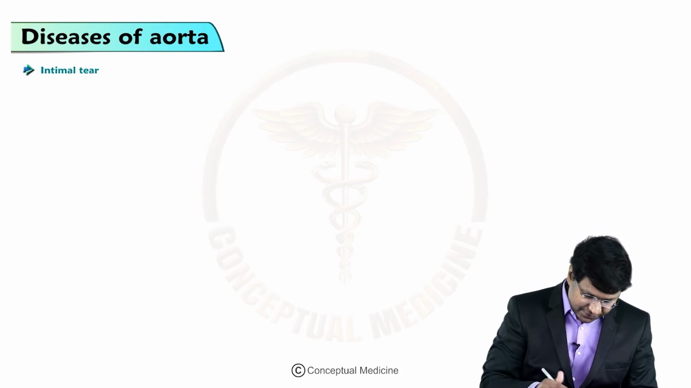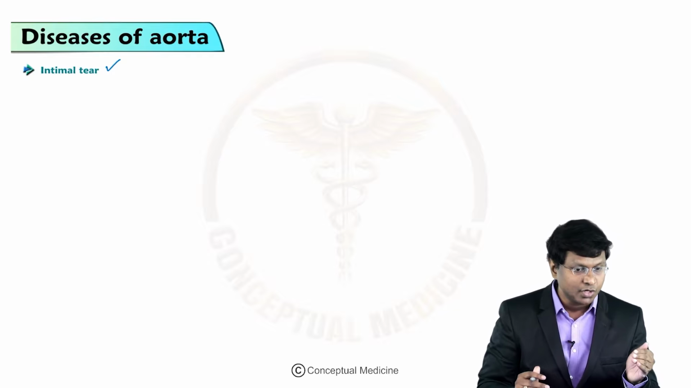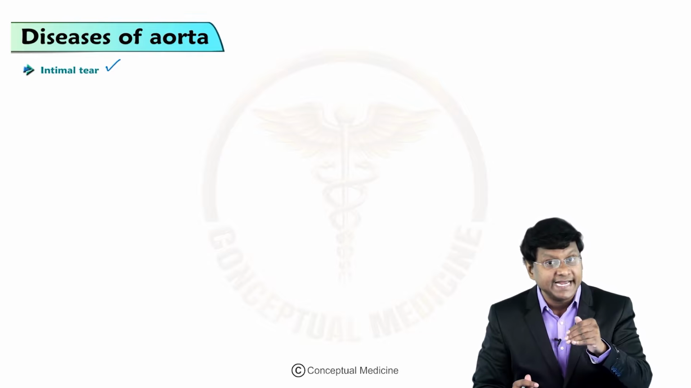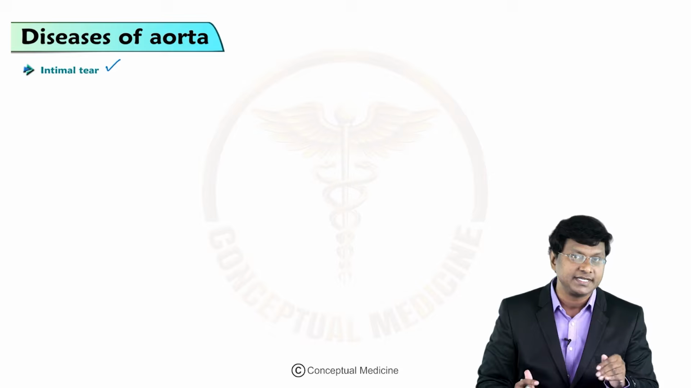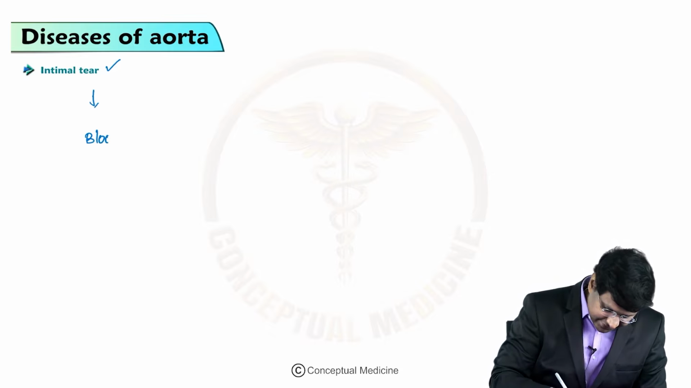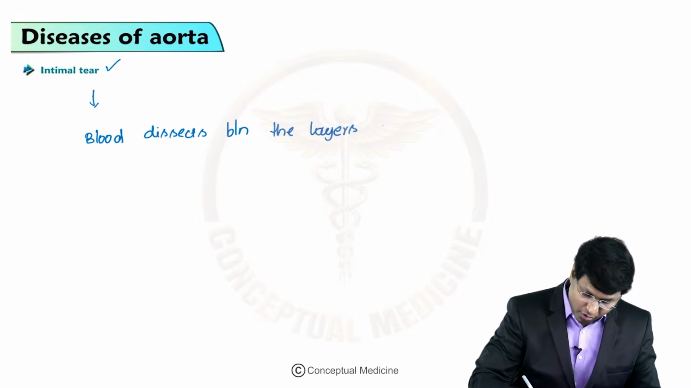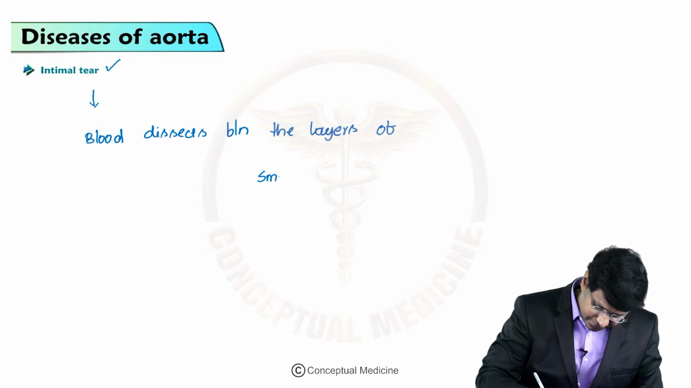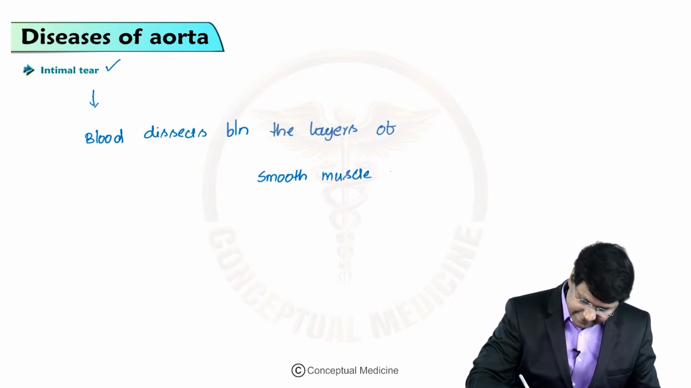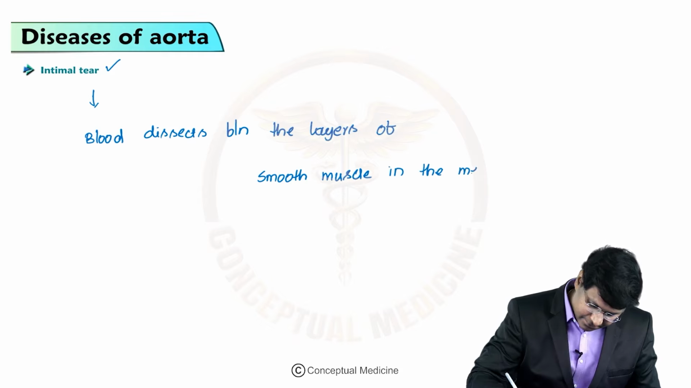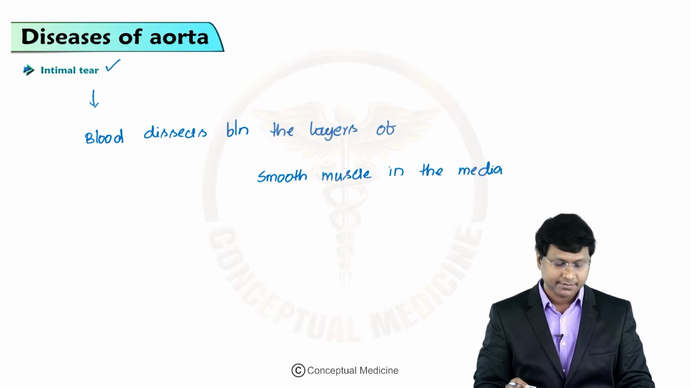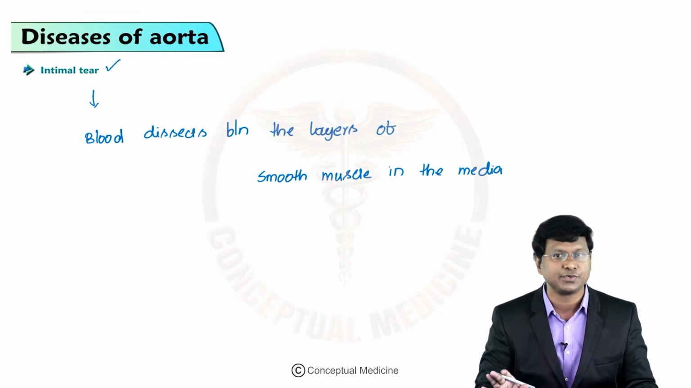Okay, so in these individuals there will be an intimal tear. So how do you think the blood will enter into the tunica media? Blood enters the tunica media at this intimal tear, and the blood dissects between the layers of smooth muscle in the tunica media. So that is what will happen in patients with aortic dissection.